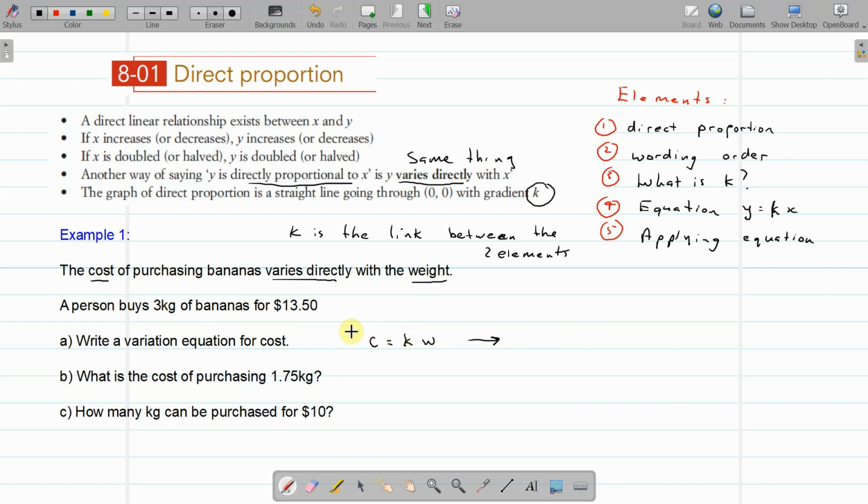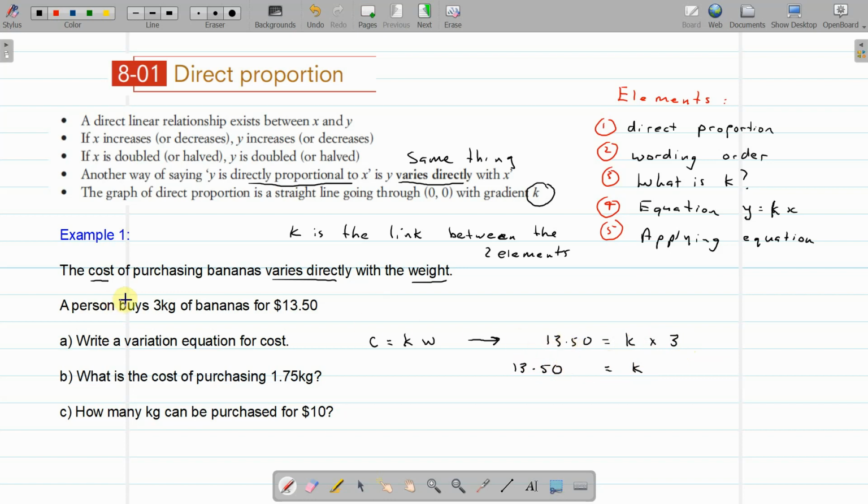So it tells you that cost is $13.50 equals something times the weight. There we are: $13.50 equals k times 3, whatever the k is, our link. So $13.50, 3 kilos, what's the k? Since we want to find out what k is, we simplify this side by dividing by 3. So we do this, divide by 3.